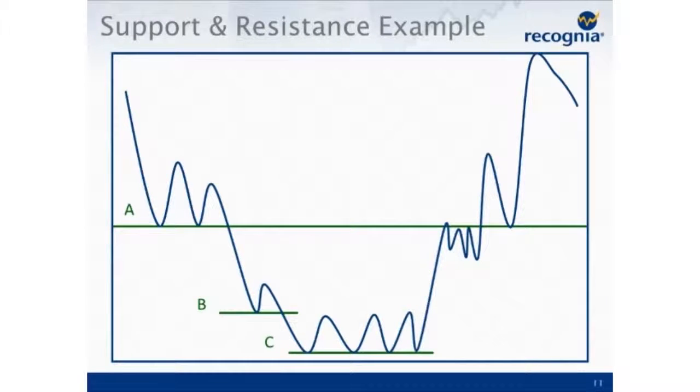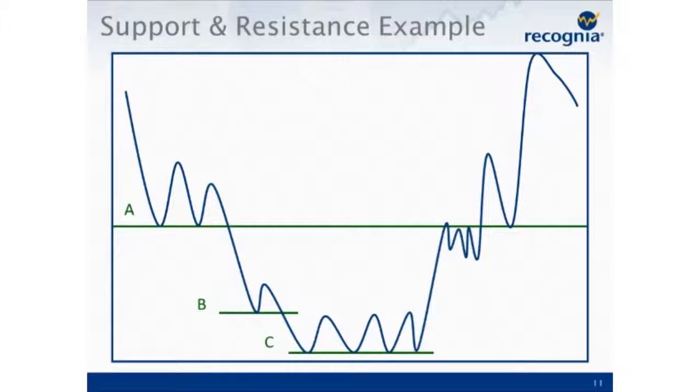So here is a price chart, and you can see the price is declining, but we have a level of support at A. So the price is supported at level A and bounces off that level a couple of times before breaking through. Again, it's supported at level B, so it bounces off once before breaking through. Then it finds a final level of support at C. So we have 1, 2, 3, 4 times it bounces off that support level at C before resuming its uptrend.